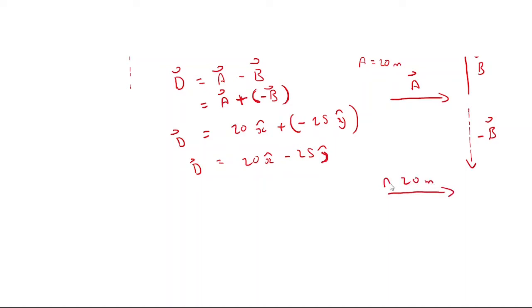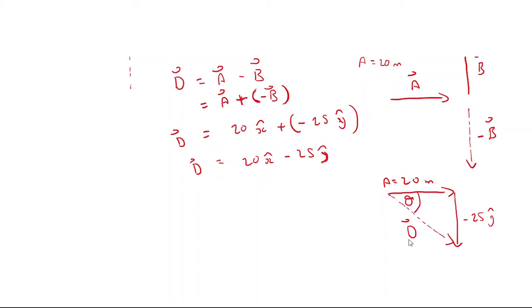So it's 20 meters, which is A. And then it is minus 25. So minus 25 is going down in the y direction. So this is minus 25 in the y direction. That's what the vector minus B is, in a way. So the vector D is a vector that actually looks like that. So you can draw it. So it's actually a vector that looks like that.